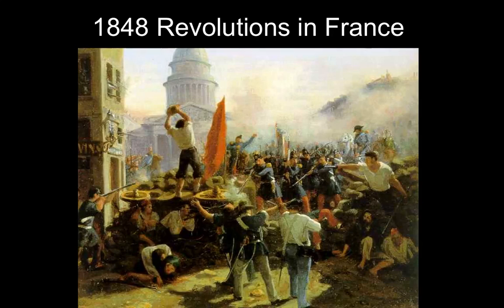So many people tried to join the national workshops that the liberals, who, by the way, controlled this new little assembly that was making decisions, canceled the national workshops. Now all the lower class people streamed into the streets once again for another rebellion. This is now a rebellion in February of 1848 and one in June of 1848 after these national workshops were canceled. It's called the June Days.